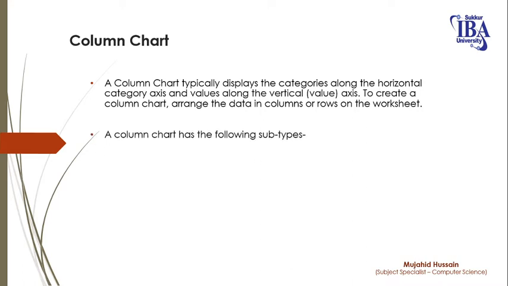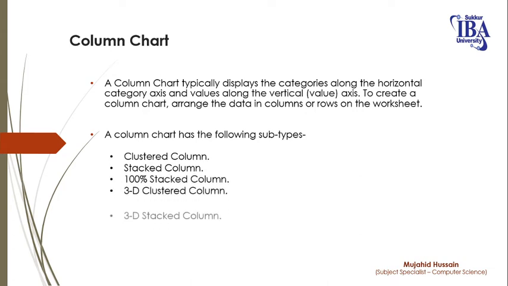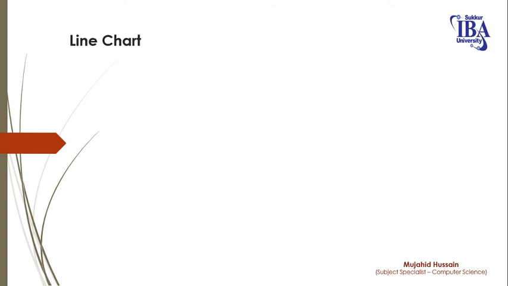A column chart has the following subtypes: clustered column, stacked column, 100% stacked column, 3D clustered column, 3D stacked column, 3D 100% stacked column, and 3D column. These are the different subtypes of the column chart. We will learn about these practically in an upcoming video. Just now we are going through the overview of the different chart types.